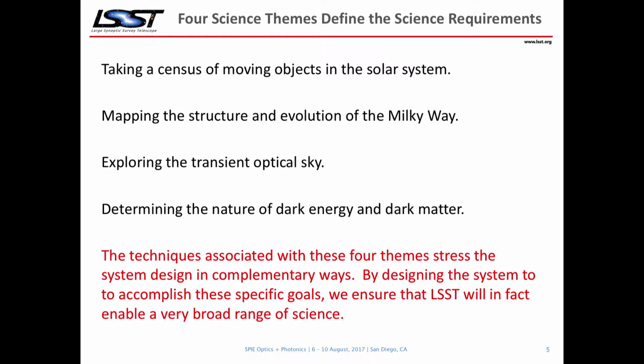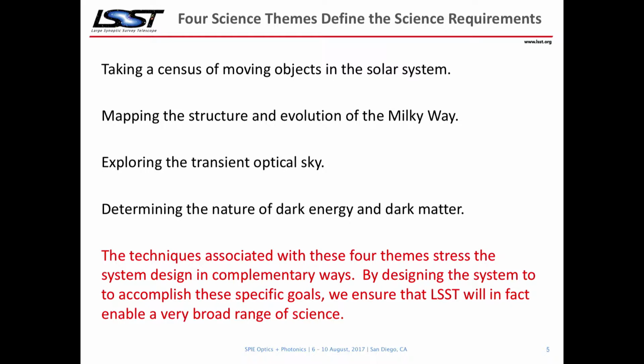For example, studying the moving objects in the solar system relies on precision astrometry, a very precise determination of where a given object is at any given time, as well as the ability to track that movement and connect different sightings into orbits. Mapping the structure and evolution of the Milky Way, again, requires precision astrometry, the registering of different fields taken at different times. The transient optical sky requires us to process the images very quickly and issue the alerts that I spoke about earlier. And determining the nature of dark energy and dark matter, one of the principal techniques for doing that is by measuring something called weak gravitational lensing, which is a very subtle effect, a correlation in the shapes of galaxies that are nearby in the sky. And that requires very good knowledge and control of the point spread function of the system.